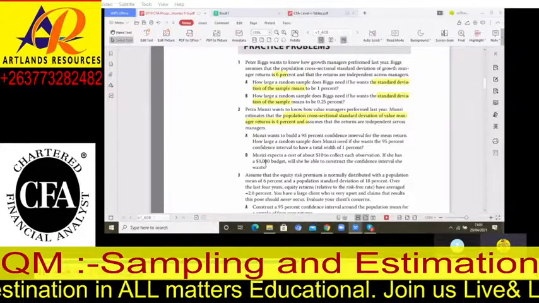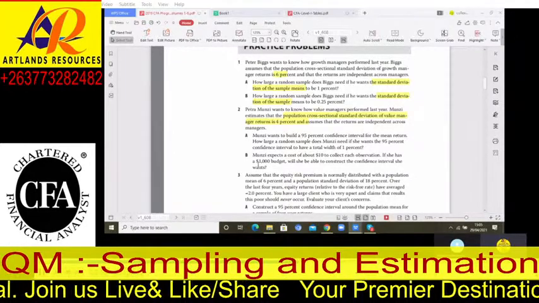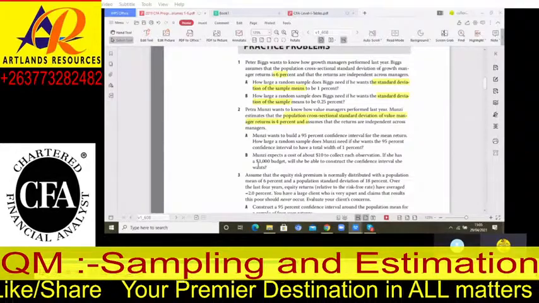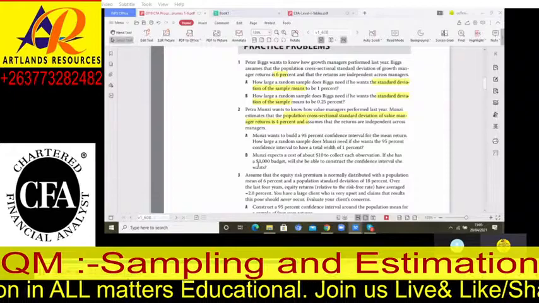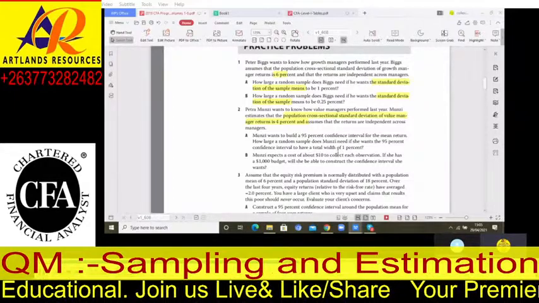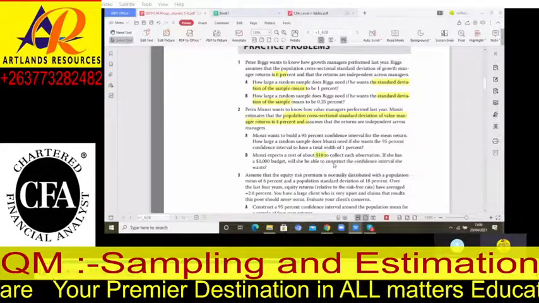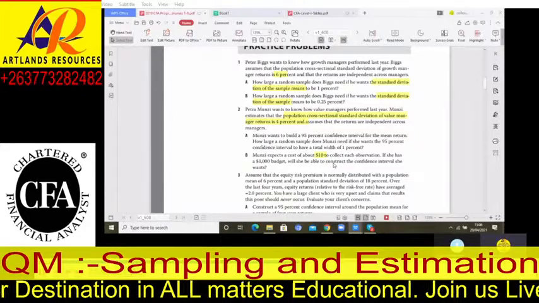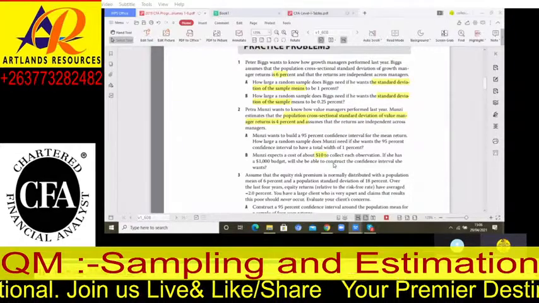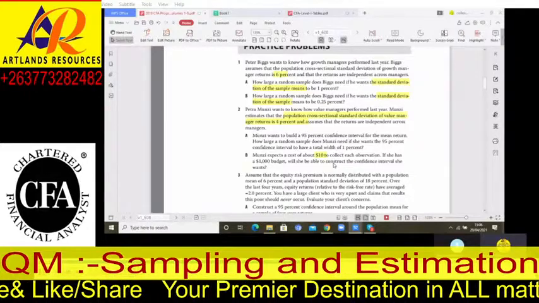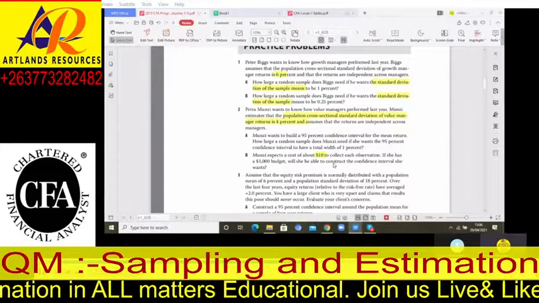So Munzi expects a cost of about $10 to collect each observation. If she has a $1,000 budget, will she be able to construct the confidence interval she wants? Notice, she needs to collect how many? 246. And it costs her $10 to collect each observation. So in other words, $10 times 246, which is 2,460. So clearly, she won't be able to do that with a budget of 1,000, isn't it? She won't be able to do it.